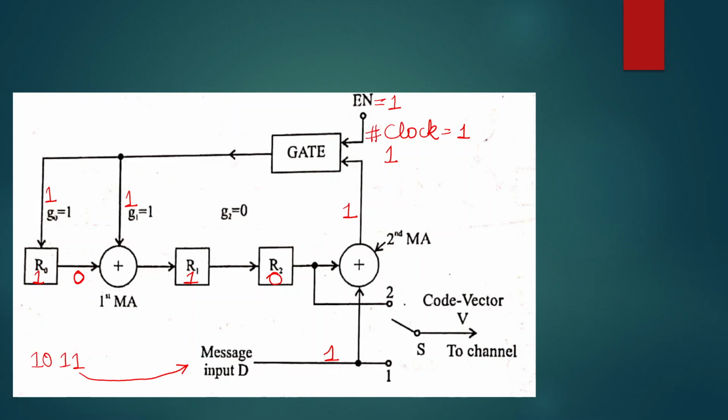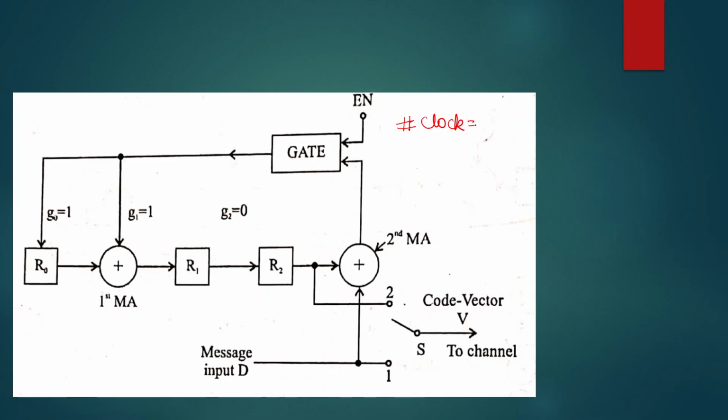So for the first clock, the number of clock that I have given is the first one, data in is 1, and the content of the shift register R0, R1, R2 is 110. This is also being sent into the channel. So please remember, this 1 is sent. Next, we will go to clock cycle 2.